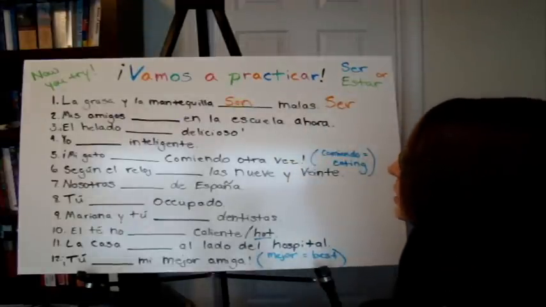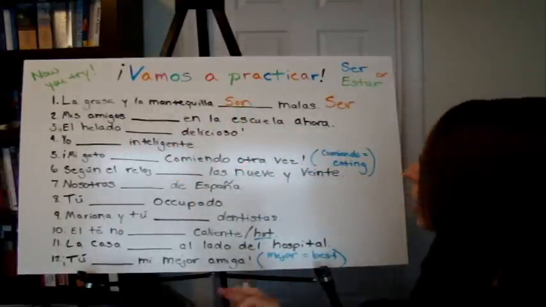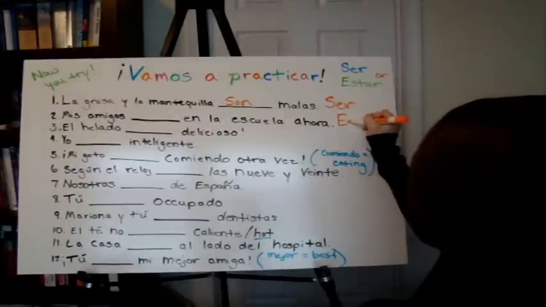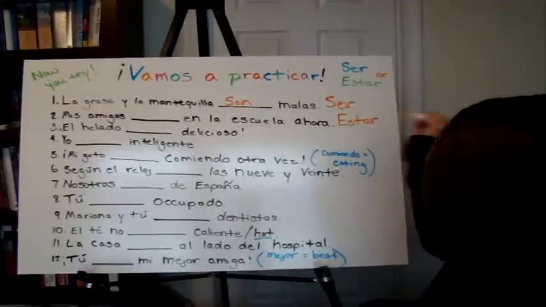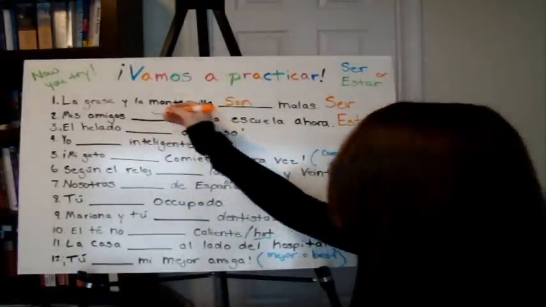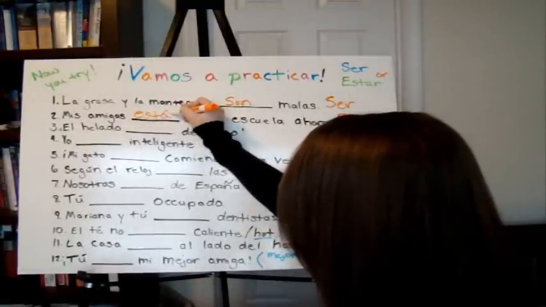Número 2, mis amigos en la escuela ahora. Saying my friends are in the school now. Well, since we're talking about the location of where your friends are right now, this is going to be estar. Now, we have multiple friends, mis amigos, so we're going to use the verb estar. Están.